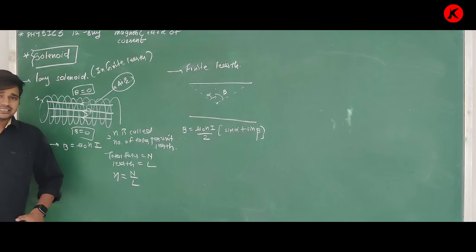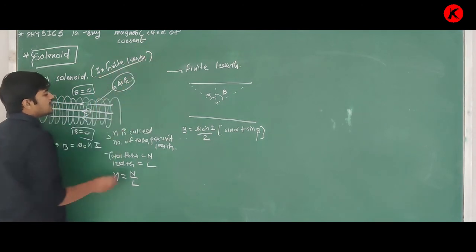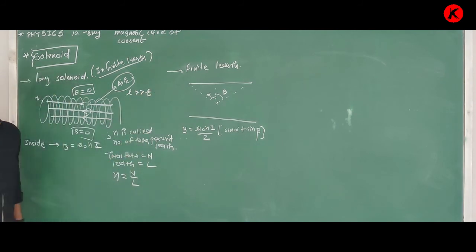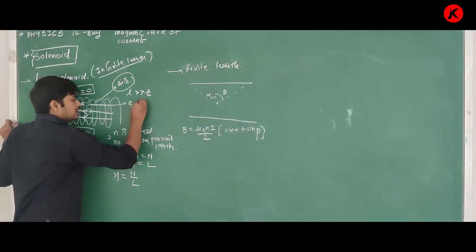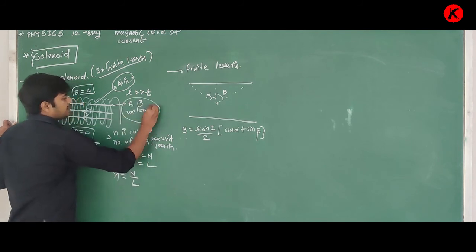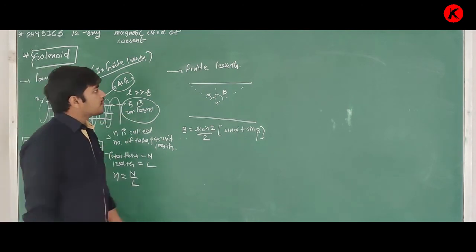In most cases, you will be given a long solenoid, that is, of infinite length. What is the meaning of infinite length? If the length is very much greater than its radius, then it is called a long solenoid. And in a long solenoid, inside the solenoid, the magnetic field B is, we can say, uniform. Magnetic field B is uniform, and this is its equation: B is equal to mu 0 n I.